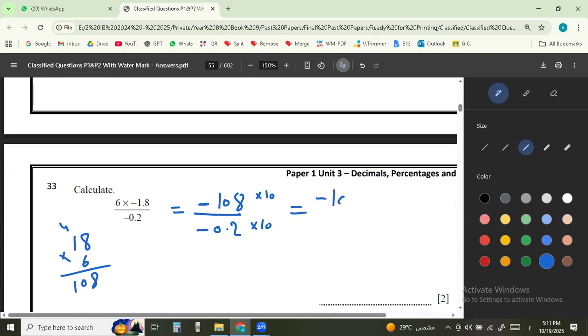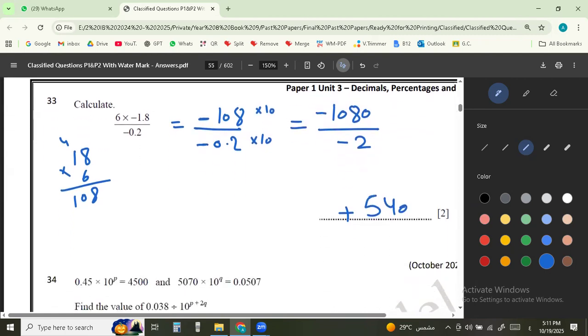Negative 1080 over negative 2. Negative divided by negative is positive, Mr. Get rid of the sign. Bye-bye. 1080 divided by 2 is 540. It is the half of 1080.